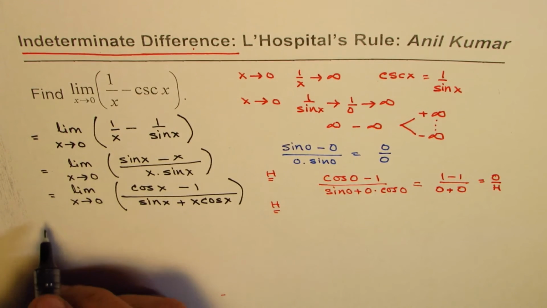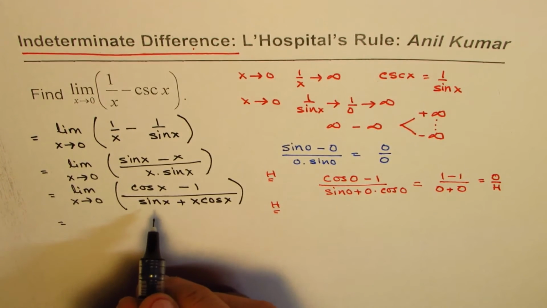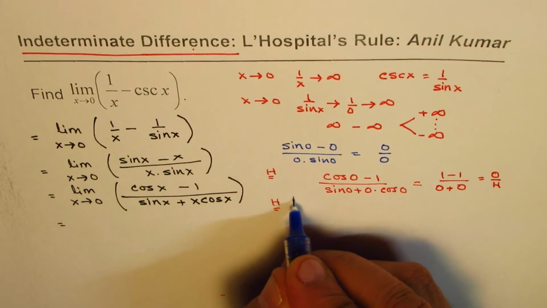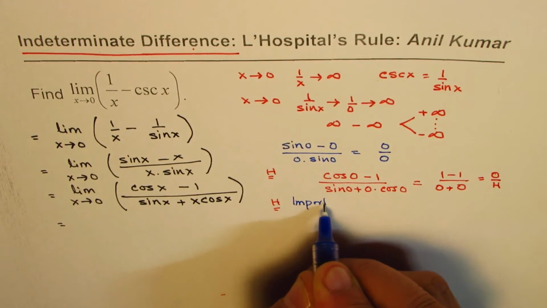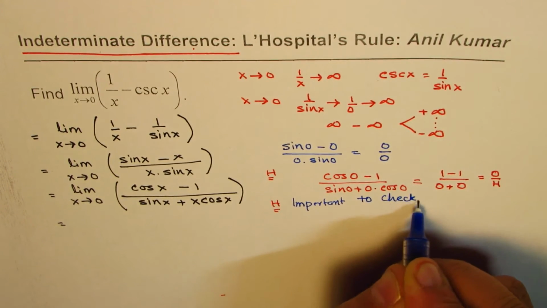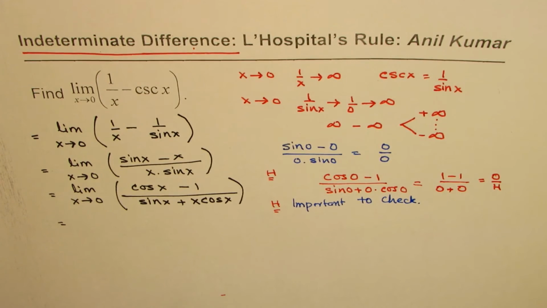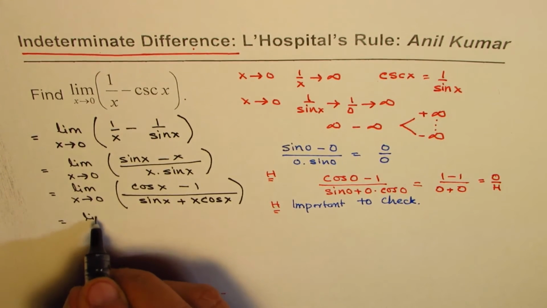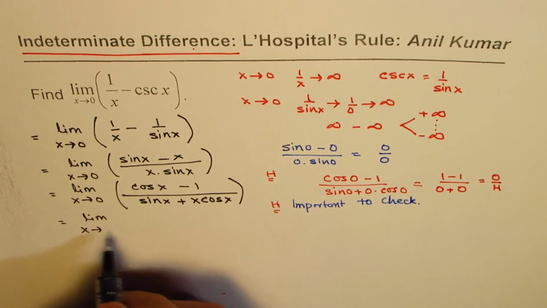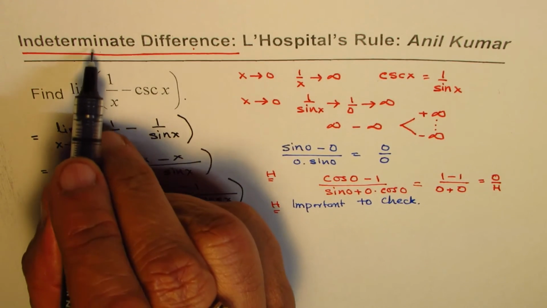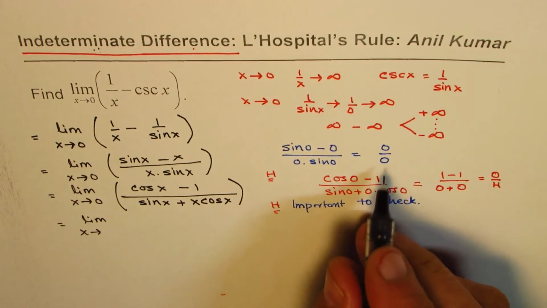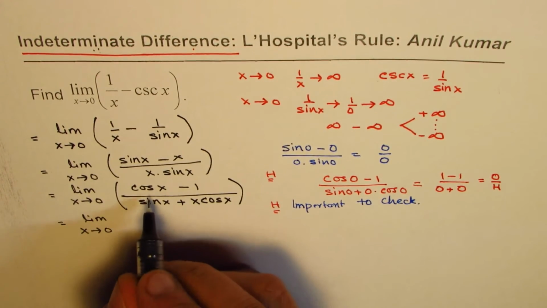So let's again differentiate both numerator and denominator. It is important to check, before you apply the rule. So make this a point. Every time you're applying this rule, you have to check if you have the indeterminate form or not, right? This indeterminate form, which is 0 over 0 or infinity over infinity.